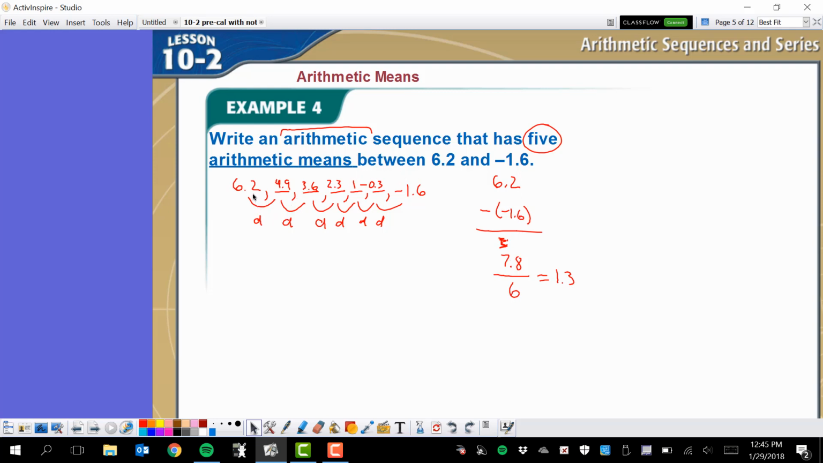Well, the way to illustrate that is you actually draw an arrow applying the common difference from 6.2 to 4.9 and so on, and we get 1, 2, 3, 4, 5, 6. So we're applying that common difference 6 times. So we're going to take our distance between those two numbers and divide that by 6 to get 1.3. So then you simply take the 6.2 and subtract 1.3 to get 4.9, subtract 1.3 again and again and again to find the 5 numbers that exist between 6.2 and negative 1.6.